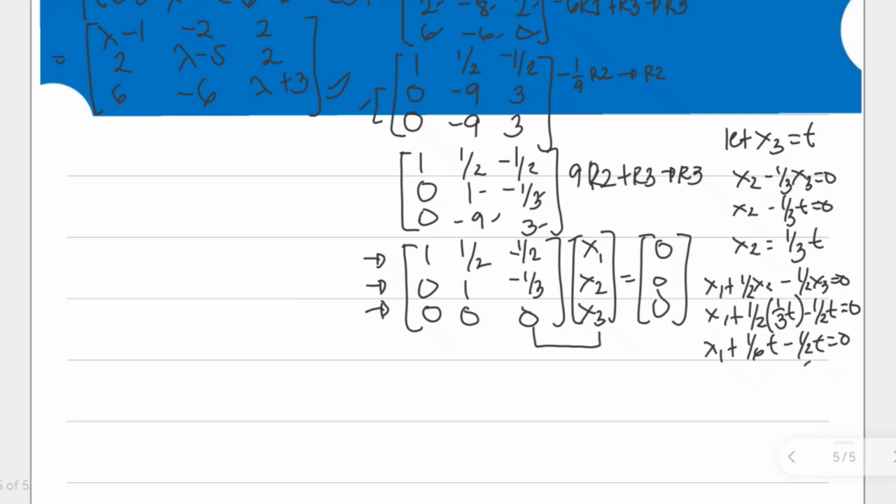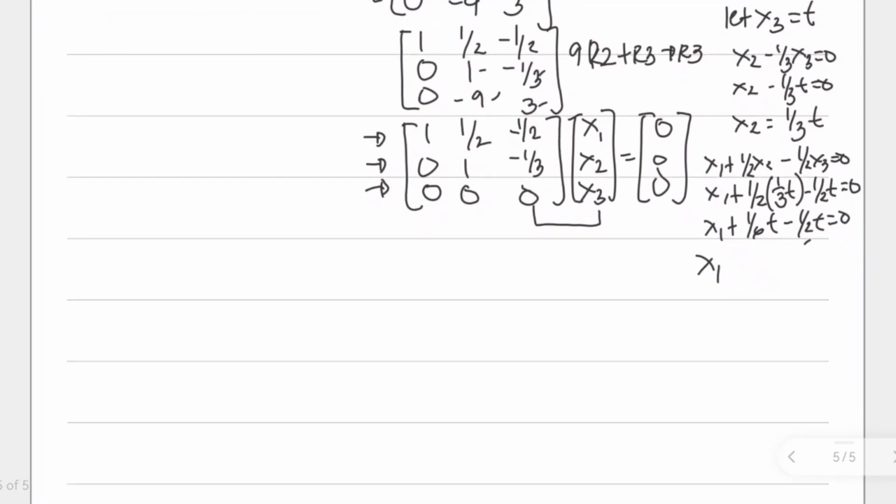This is actually 3/6. Okay, 3/6. Again, 1 half times 1/3 is 1/6, right? So this is 3/6. So you have x sub 1, and you will have here 1/6 minus 3/6 is minus 2/6 or minus 1/3 t equals to 0. So x sub 1 is equal to 1/3 of t.